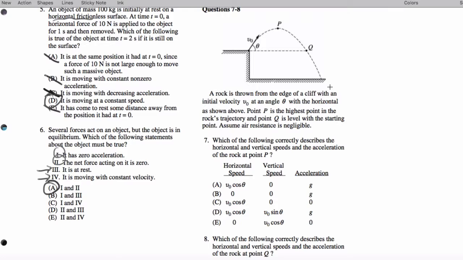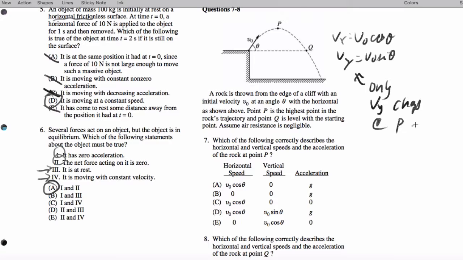7 and 8, these are projectile motion questions. So we chuck a rock at v naught at an angle theta. The horizontal speed, if you remember, when we split up the components, Vx is v naught cos theta, Vy is v naught sine theta. Only this changes. And at P, it equals 0. However, this is constant because there's no acceleration in the x direction. So at point P, that rules out B and E.